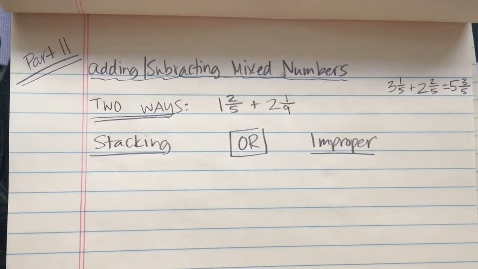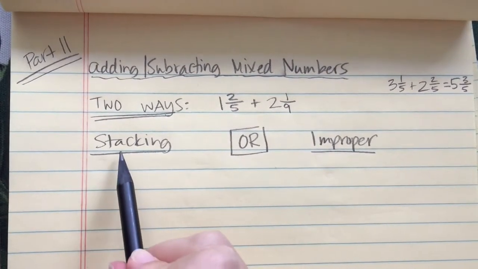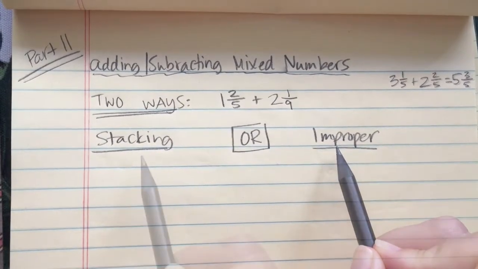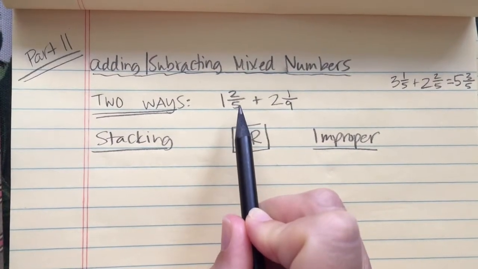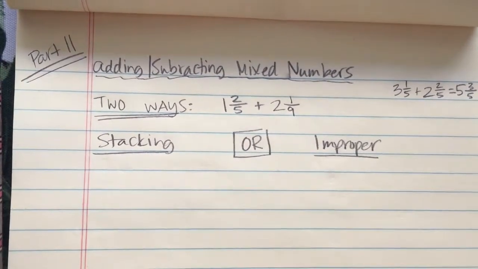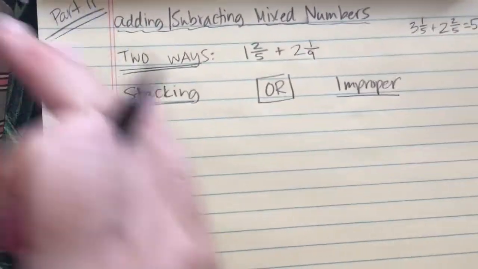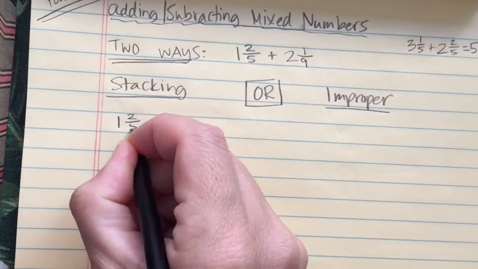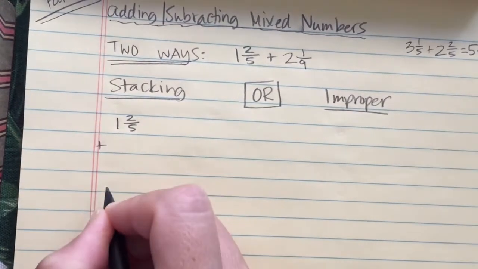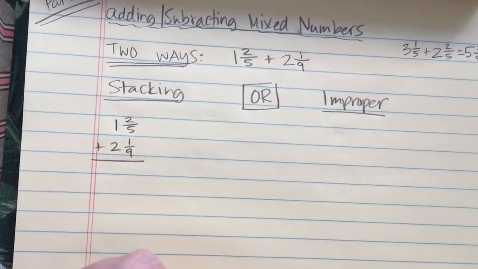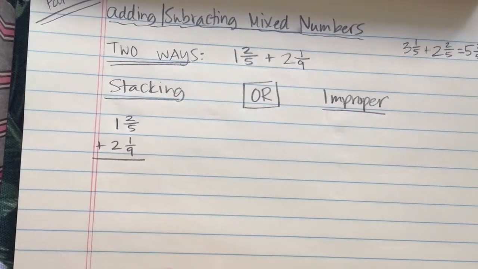Let's talk about when you have unlike denominators. Now there are 2 ways of doing this. There's stacking, or there's the improper fraction way. So let's work with this example here: 1 2/5 plus 2 1/9. If I were to work this the stacking way, let me show you how I would set this up. It would be 1 2/5 plus 2 1/9. I've simply stacked my fractions on top of each other.